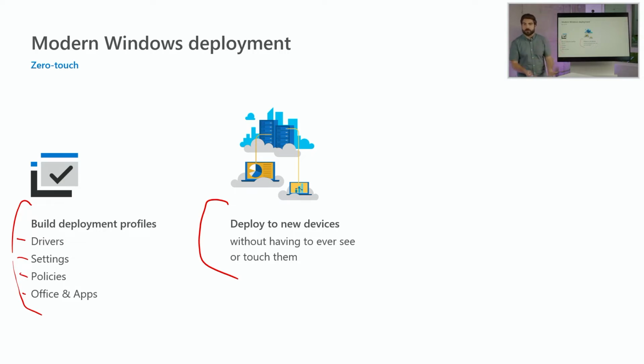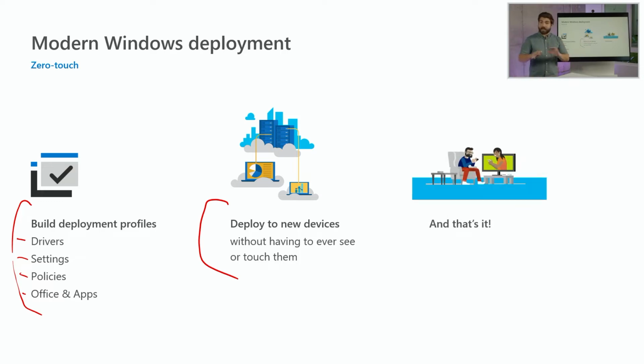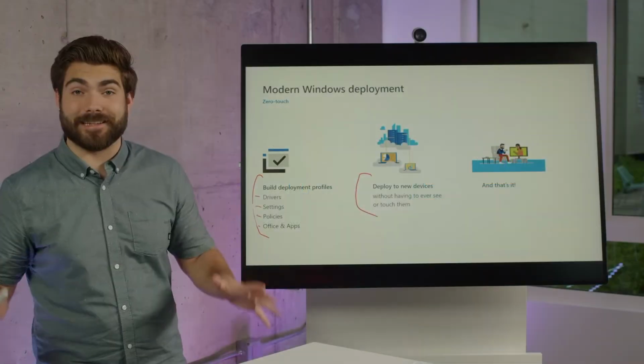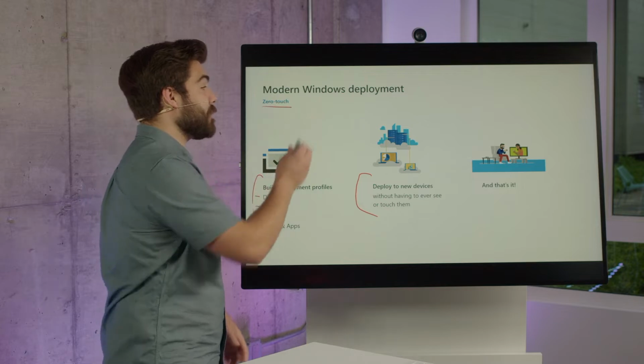You can now ship devices directly to the end users. Everyone within your organization, no matter their position, can get their hands on their device without ever having to set foot into the office, and they can be deployed by IT or by themselves, this deployment profile from home, and be up and ready to go just like that. That's the whole process. That's the whole idea behind our, again, zero-touch deployment.